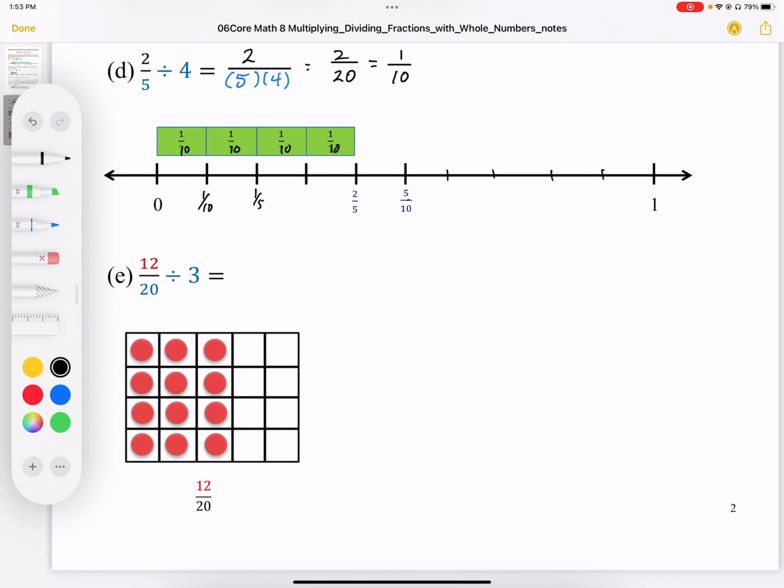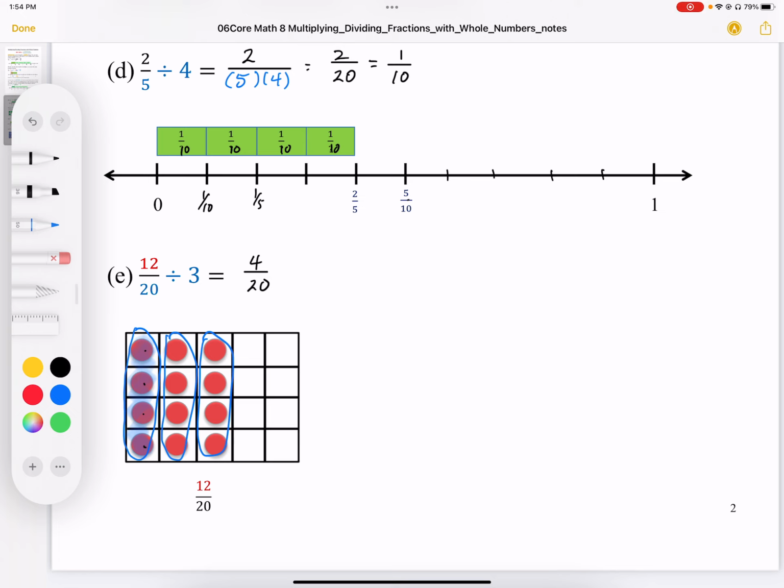So when we use our counters here, 12 divided by 20, well, we can divide by 3. Dividing by 3 means to regroup into groups of 3. So really what I'm doing is I have groups of 3 like this. So there's my 12/20, and one of these represents my solution, because that's when I divide by 3. When I divide by 3, I can see that I'm left with 1, 2, 3, 4 out of 20, or 4/20.